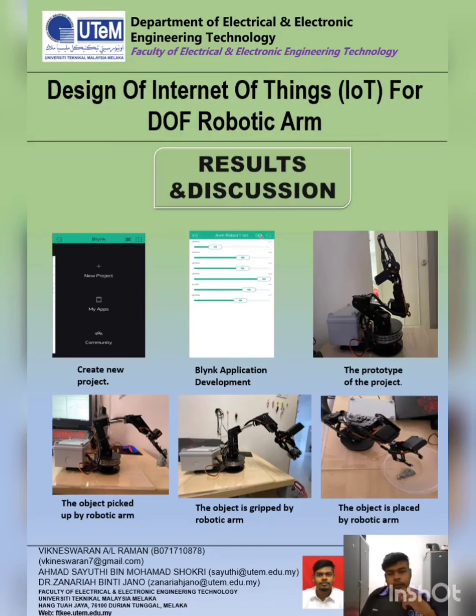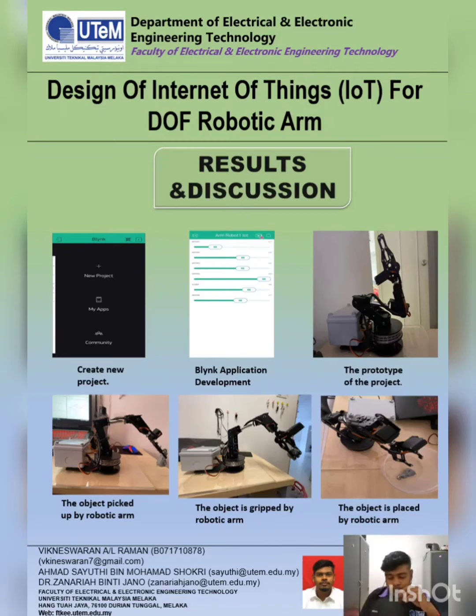Then the prototype of the project. This is the prototype of the project, which includes six servo motors and the development box. The NodeMCU is a controller which acts between the Blynk application and the internet. So this is the overall project.